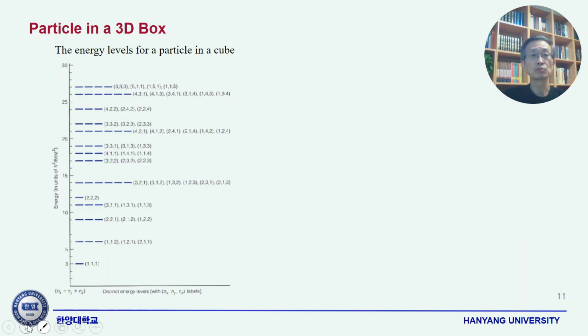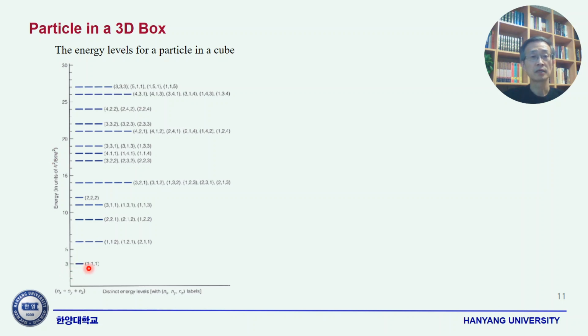Then what you want to do is see how the energy levels are distributed, because you now have three quantum numbers. The lowest energy, or ground state, of this particle in a three-dimensional box is n_x equals 1, n_y equals 1, and n_z equals 1, all ones. Of course, your energy is h bar squared over 8ma squared times 3. Actually, the unit is h bar squared over 8ma squared, so 3.